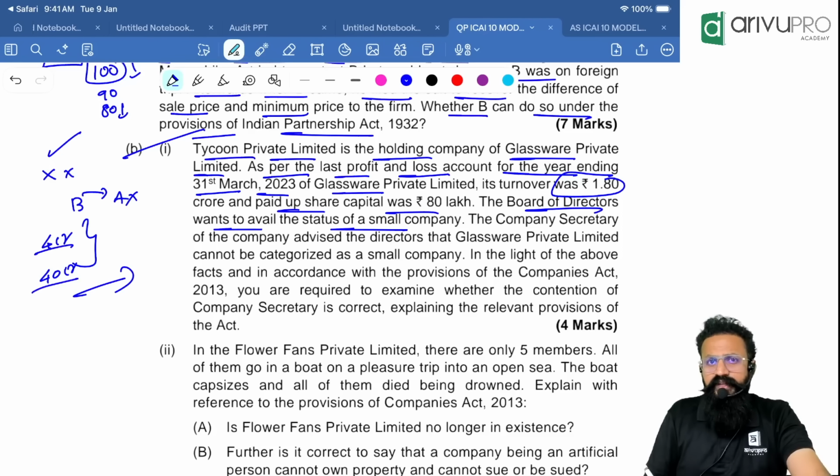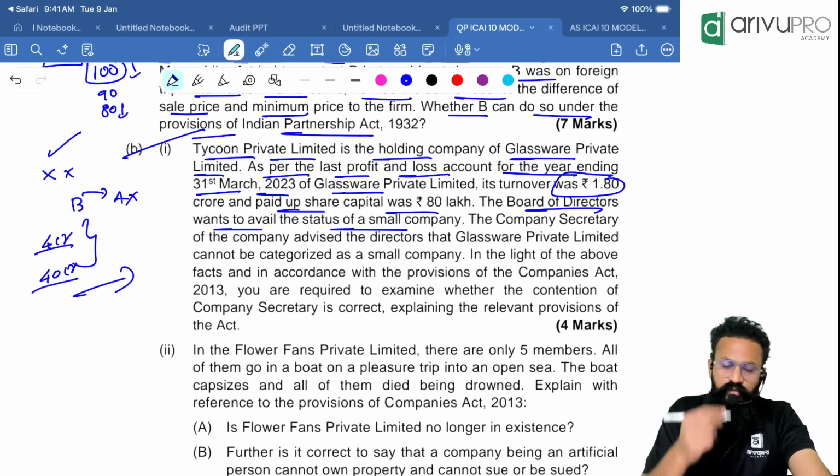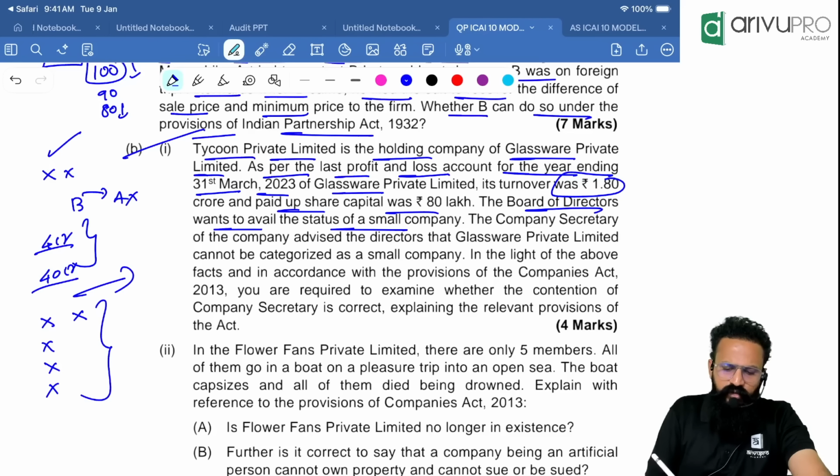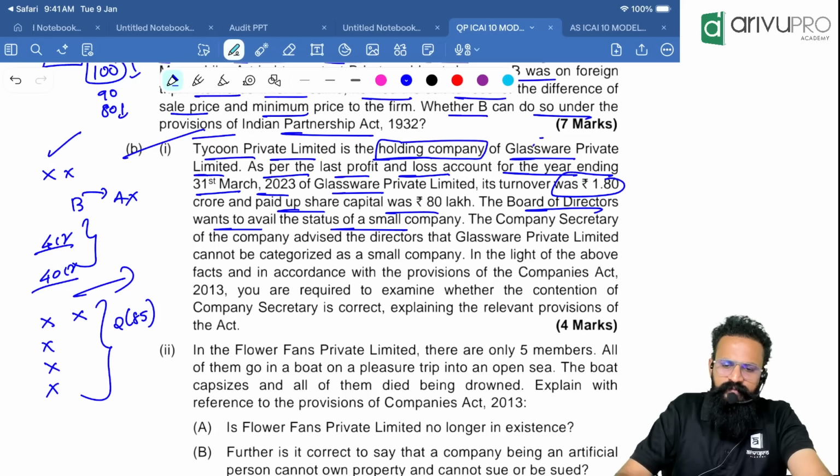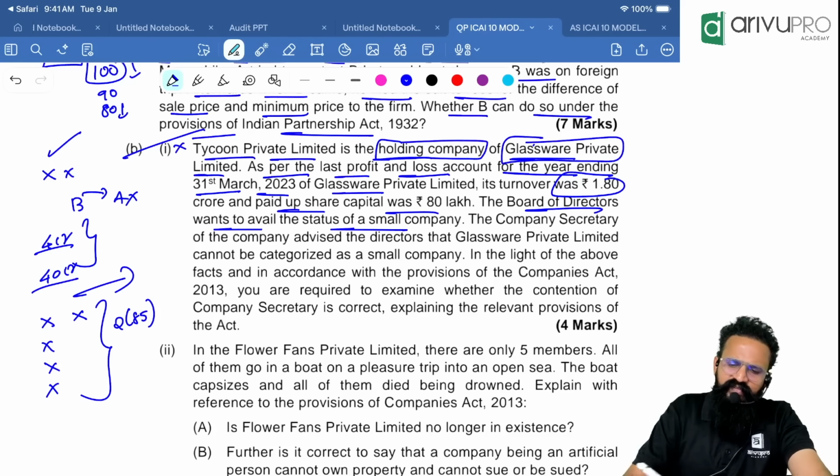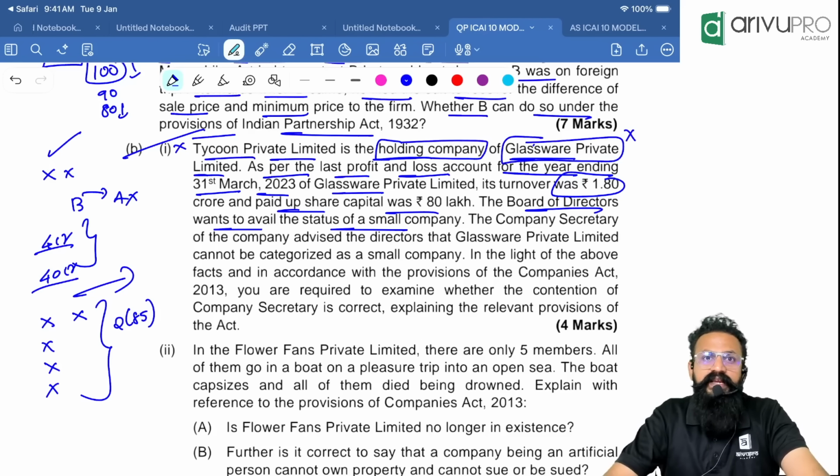And certain companies will not be considered as small company. What are the companies? A holding company, a subsidiary company, a section 8 company, a statutory company, a public company can never be considered as a small company as per section 2 clause 85. That's the definition. In the given case, it is a holding company. This is a subsidiary company. So neither this company nor this company can be considered as a small company.